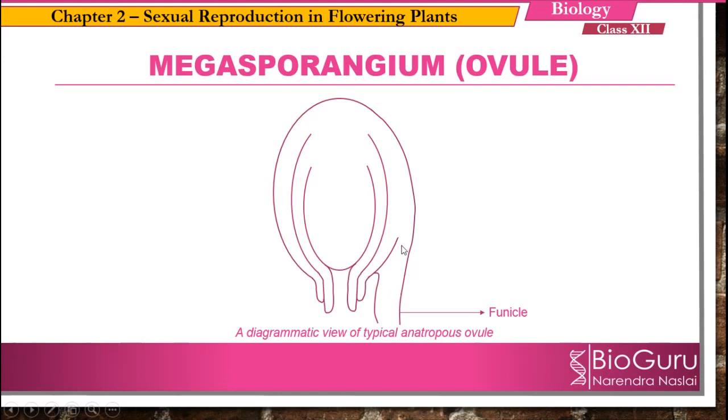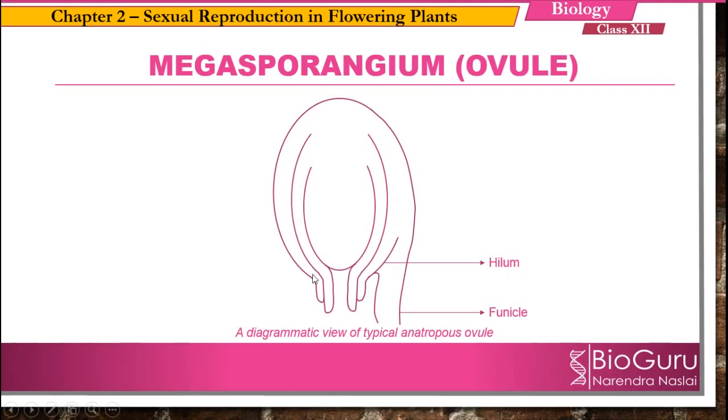So this is the region where the ovule and funicle are attached, right? This particular line, this one is called the hilum. It is the region where the funicle and ovule are attached. What is that called? Hilum. Clear?